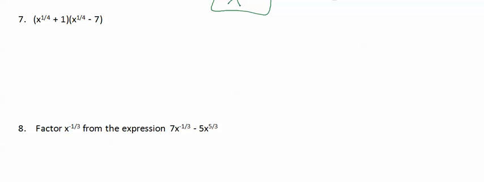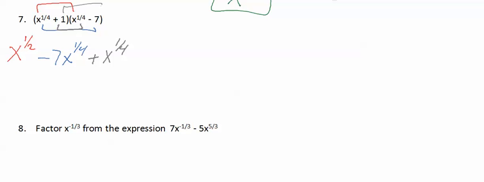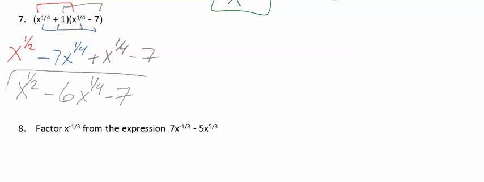Now, if we see something like number 7, you'll notice it's two binomials. So we go through that process just the same. We're going to go through the FOILing process, multiplying the first terms together. And when we're multiplying the first terms, we're really adding. So 1/4 plus 1/4 is 1/2. I'm going to do the outer terms. So that's -7 to the 1/4. And then the inner terms is plus x to the 1/4. And then the last, which will be -7. So we're going to get x to the 1/2 minus 6x to the 1/4 minus 7.